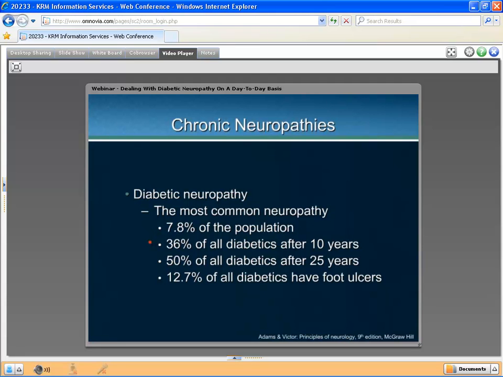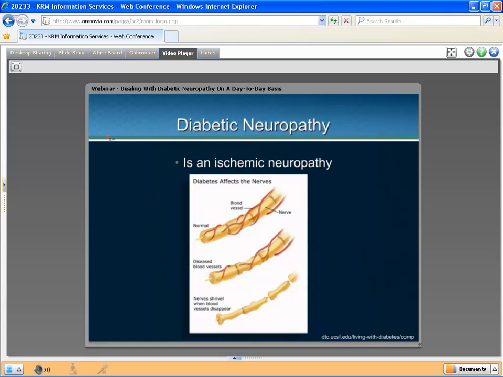And some data we have is that over a third of patients who have diabetes for 10 years have got the diabetic nerve damage, and at least half of them who have diabetes over 25 years suffer from the nerve damage. A big chunk of patients with diabetics have got foot ulcers. This is a major complication of the diabetic, both neuropathy and lack of blood supply, and is a major cause of disability in this disease and a major cause of expense.